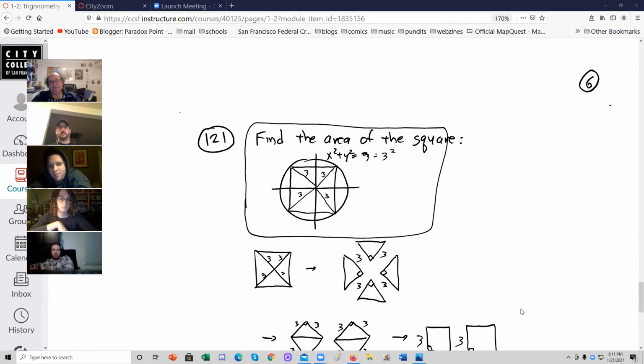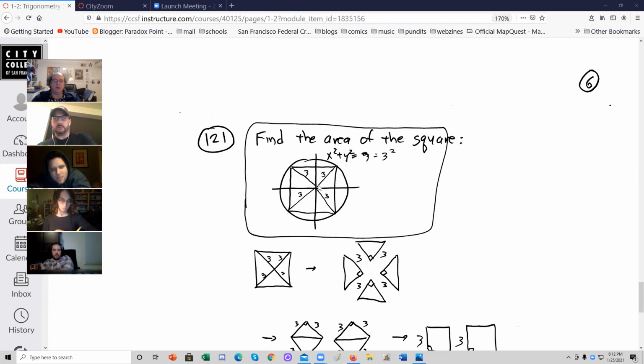This one is one of those where a bit of geometric intuition is a nice shortcut. Here we have a circle with the equation x squared plus y squared equals 9, and I have a square inscribed within it. What is its area? x squared plus y squared equals 9, which is 3 squared. So this circle has radius 3.